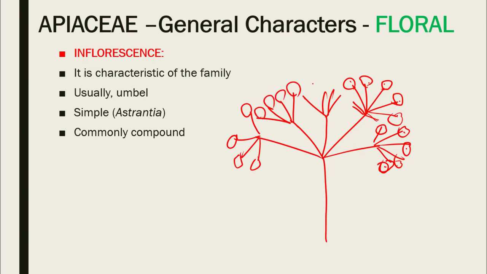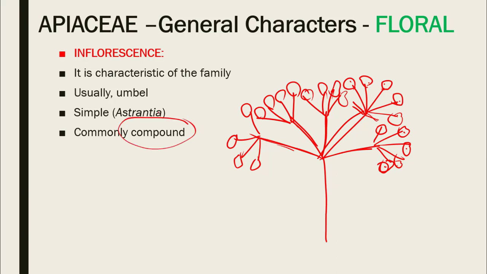So this is a compound umbel, as you can see, that instead of a single umbel, we are seeing several umbels in a group. So this is one umbel, second, third, fourth. We have shown here, so to say, 5 umbels. So 5 simple umbels in a group. So it becomes a compound umbel.